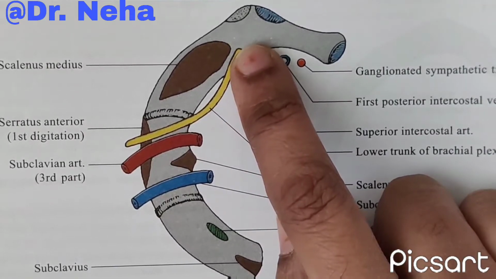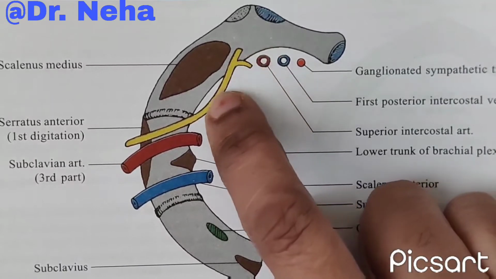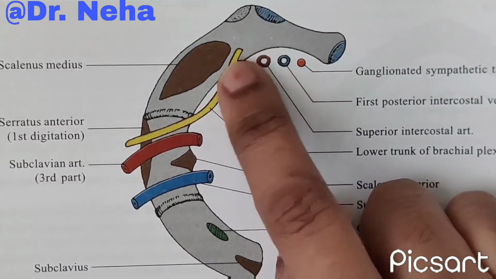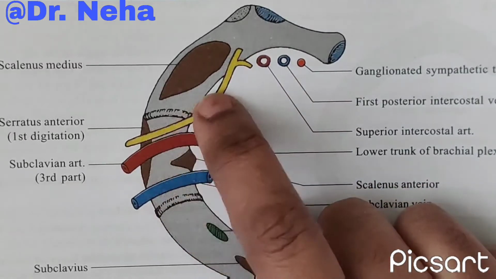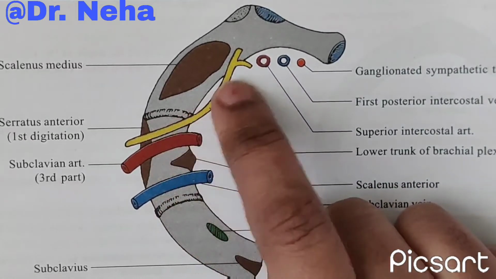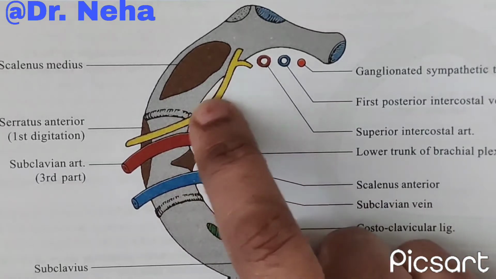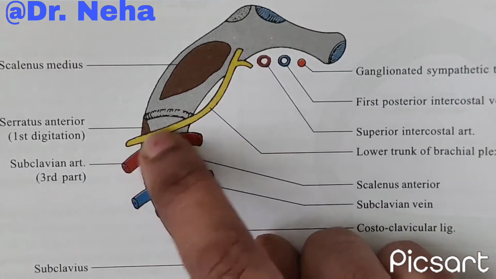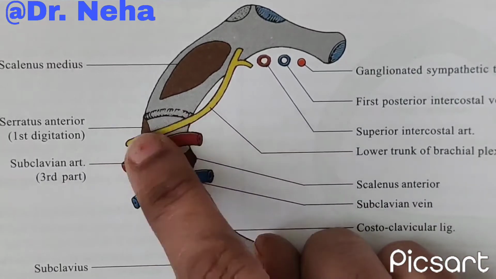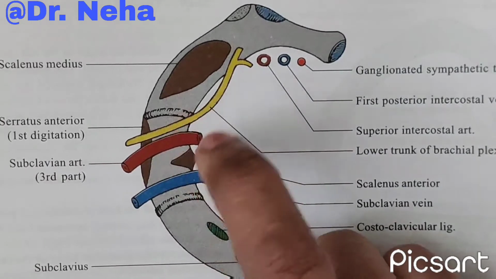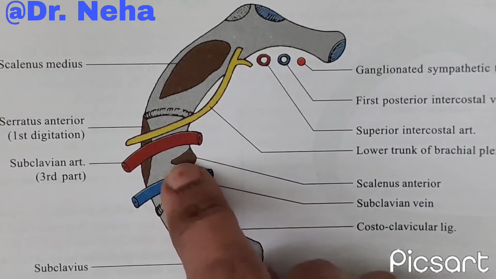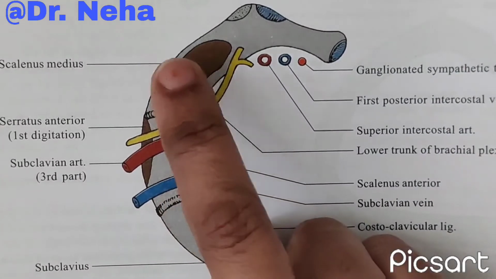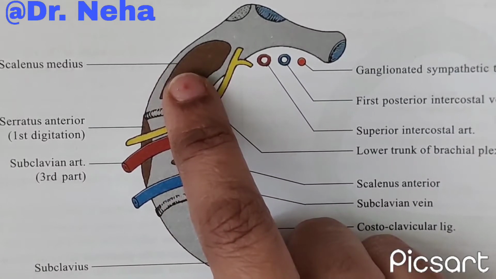This is merging with the C8 spinal nerve and forms the lower trunk of the brachial plexus. So here we can see the passage of the lower trunk of the brachial plexus on the superior aspect of the shaft of the first rib. Then on the scalene tubercle we have the attachment of scalenus anterior muscle, and posterior to it we have the origin of scalenus medius muscle.